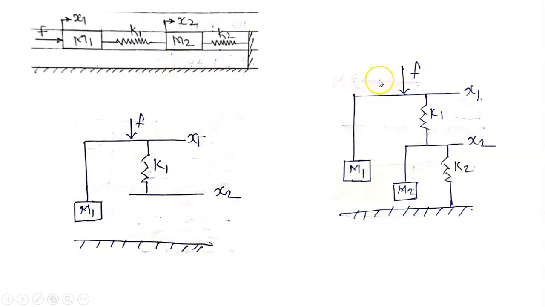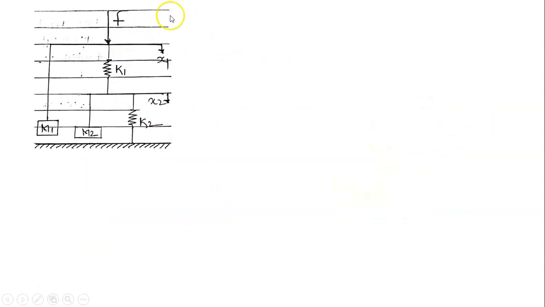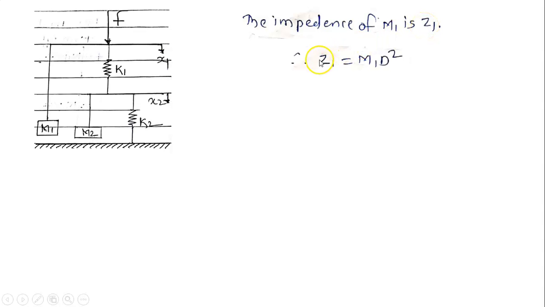Now, we will obtain the relation between F and x1, F and x2, and we will determine the relation between x1 and x2. Again, I have drawn this diagram. Now, the impedance of m1 is z1. Therefore, z1 is equal to m1 D square, because the impedance of mass is m D square. Here m1 is there, that's why we have written z1 is equal to m1 D square.